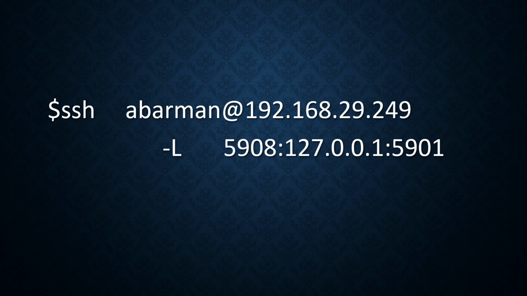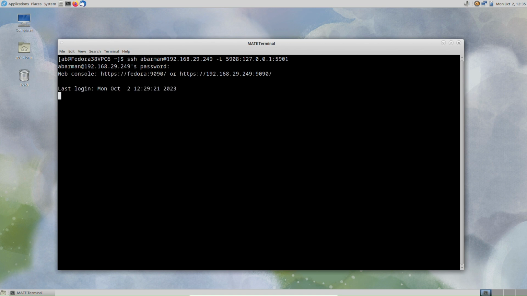So, when you run this SSH command, it establishes a tunnel that listens on port 5908 on your local machine. Any traffic sent to this port on your local machine is encrypted and forwarded to port 5901 on the remote server, 192.168.29.249. This is commonly used for securely accessing VNC services on a remote server as if they were running locally. In this case, VNC on port 5901 of the remote server is accessible on your local machine at port 5908.